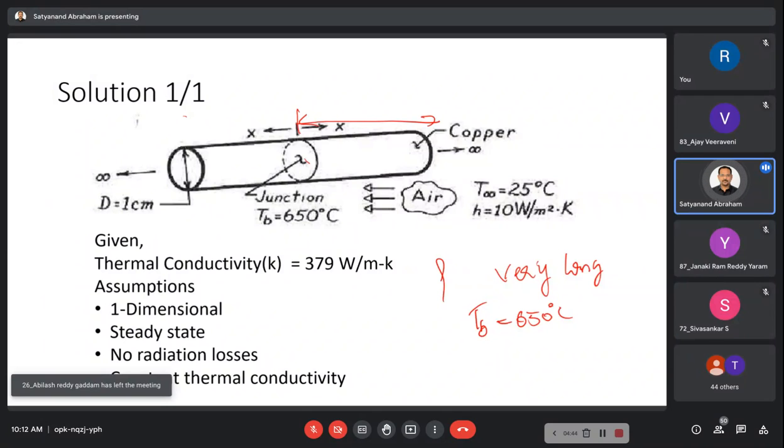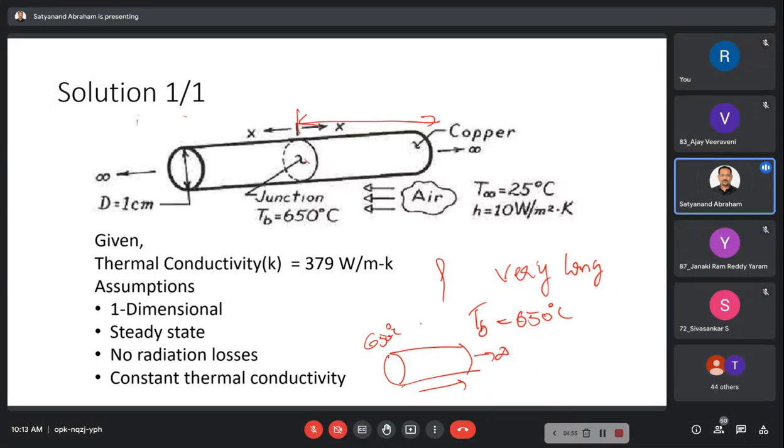Okay, so now we can consider this as a fin with the base temperature at 650 degrees Celsius, and it is an infinitely long fin. The heat transfer coefficient h as well as T infinity are given. And it is asked what is the minimum power we need to give. So that means what is the total heat that escapes from here.